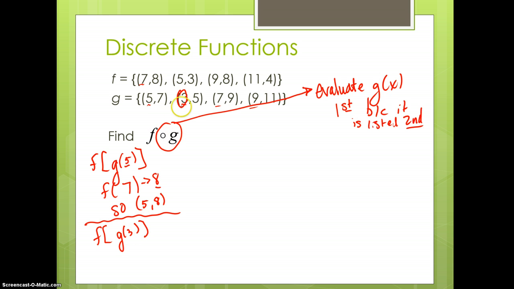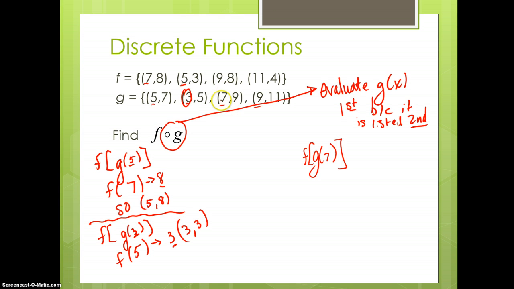So when x is 3 in the g function, y is 5. Now we want f of 5. So we look to our f function. When x is 5, y is 3. So we add (3, 3) as a coordinate that is in f of g.